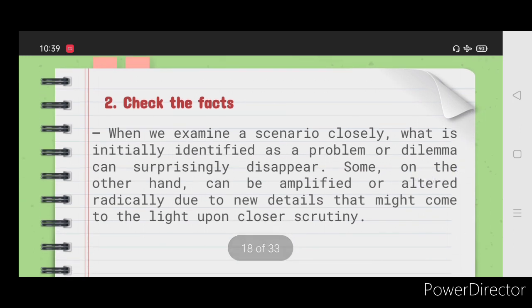Okay? When I say check the facts, when we examine a scenario closely, what is initially identified as a problem or dilemma can surprisingly disappear. Okay, some on the other hand can be amplified or altered radically due to new details that might come to light upon closer scrutiny. Okay?